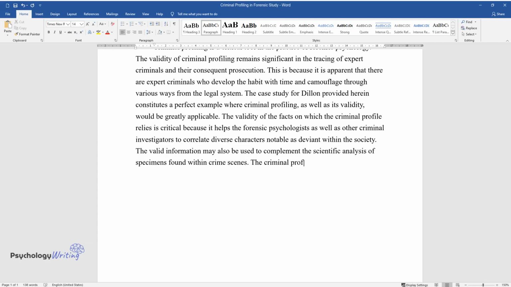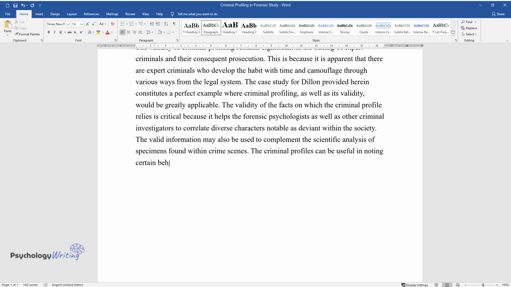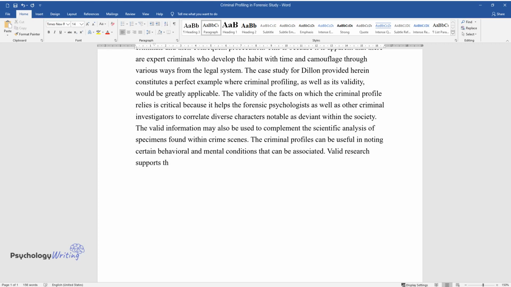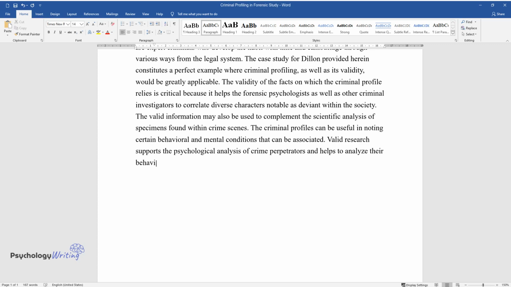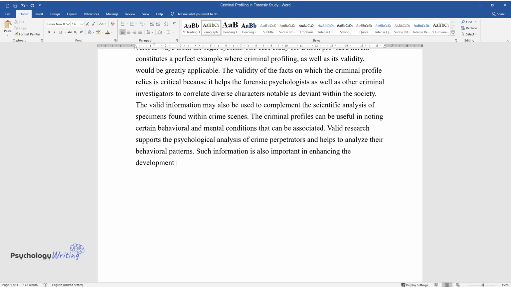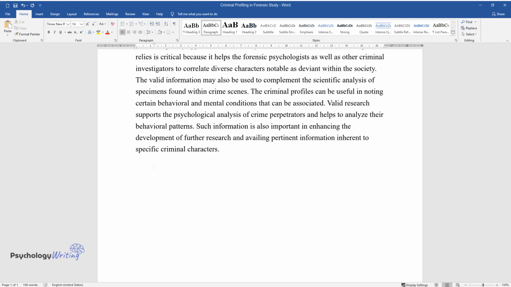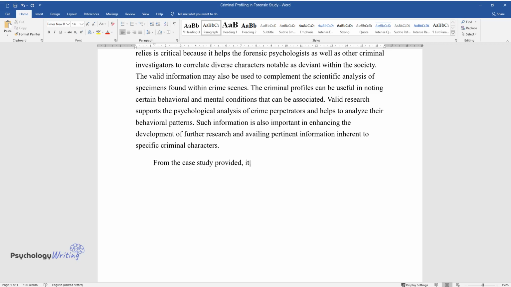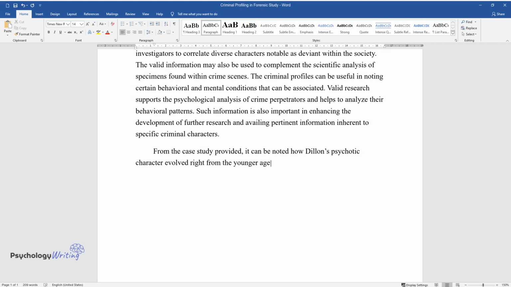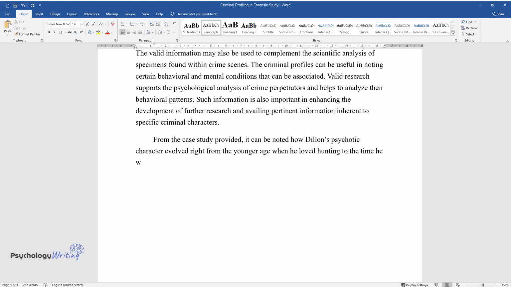The criminal profiles can be useful in noting certain behavioral and mental conditions that can be associated. Valid research supports the psychological analysis of crime perpetrators and helps to analyze their behavioral patterns. Such information is also important in enhancing the development of further research and availing pertinent information inherent to specific criminal characters. From the case study provided, it can be noted how Dylan's psychotic character evolved right from the younger age when he loved hunting to the time he was engaged in human killing.